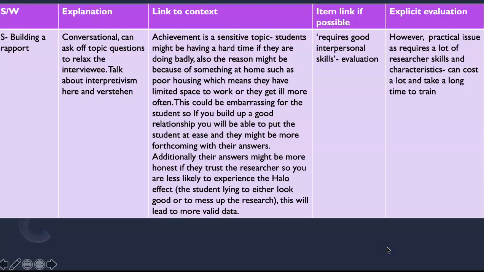Okay. And then I'm defining what that is, and then it's going to lead to more valid data. I've got loads of key terms in there, okay? I've got my halo effect, I've got my valid data, I've got the idea of them being sensitive topics, okay? I'm linking to the item, but this is going to link in with my explicit evaluation.